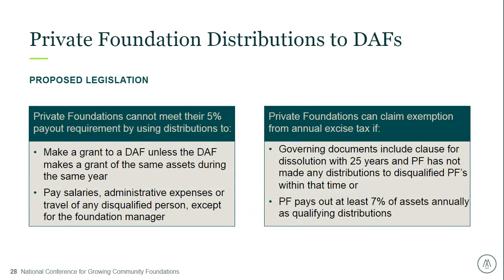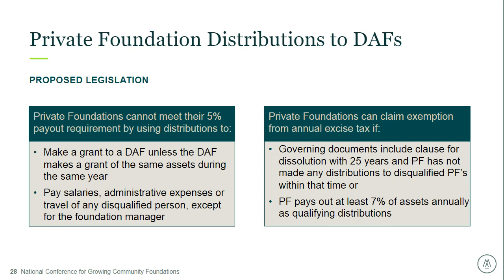Okay, so with respect to the proposed legislation, so this is proposed again, not law at all, but private foundations cannot meet their 5% payout requirement by using distributions to make a grant to a DAF unless that DAF makes a grant of those same assets during the same year. So basically, I'm not even sure why the private foundation would do that, unless it's kind of a tipping issue, perhaps. Maybe it would be better for the public support test coming from, for those assets coming from a DAF as opposed to a private foundation.